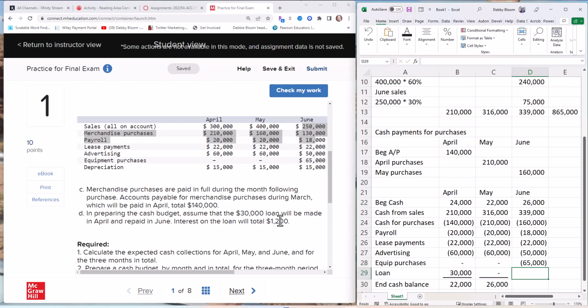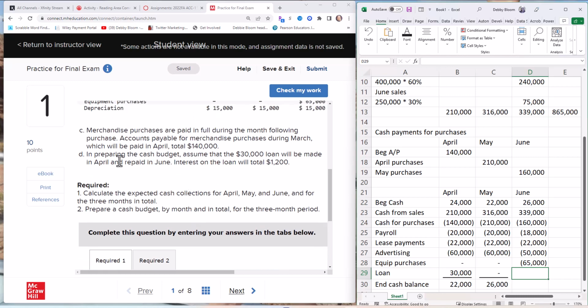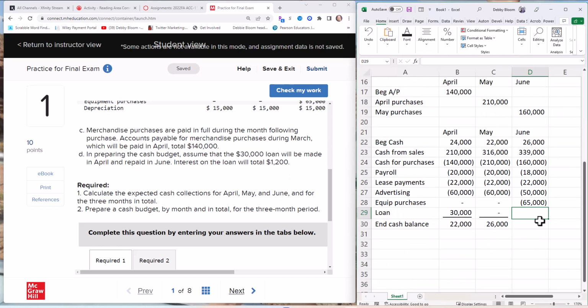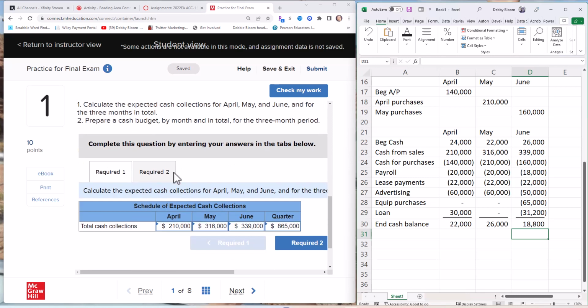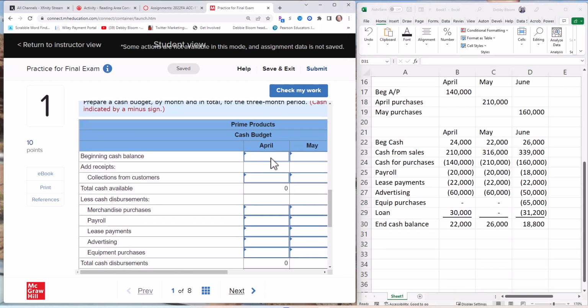Now we have one more thing. We were told in Part D that we borrowed $30,000. We're going to repay $30,000 plus $1,200. So for the loan, we're going to repay $31,200 in June. Now I can add up everything in the June column, or I could have copied the formula over. And we can see that we're going to budget an ending cash balance for June, $18,800.